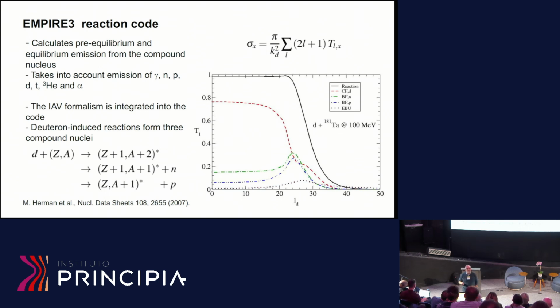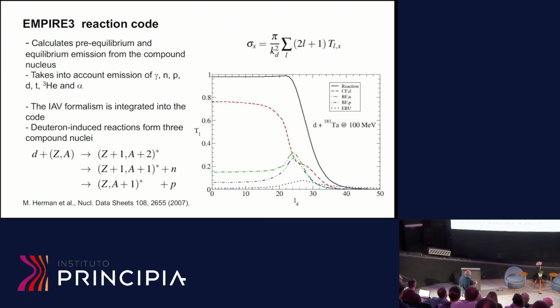compound or, in general, reactions involving light particles: neutron, proton, alpha. It takes into account emission of gammas, neutrons, protons, deuterons, helium-3, and alphas. It calculates pre-equilibrium and equilibrium emission. It includes compound nucleus reactions. It calculates fission. It's a general code used for evaluation purposes.